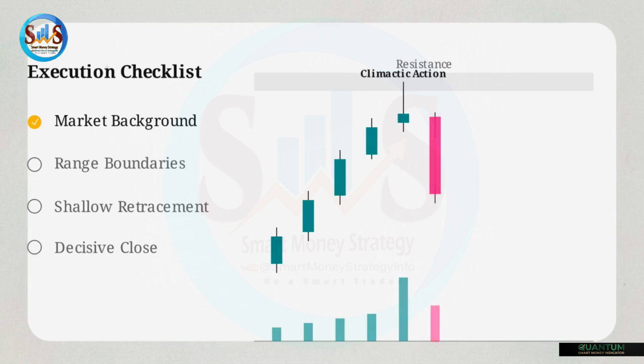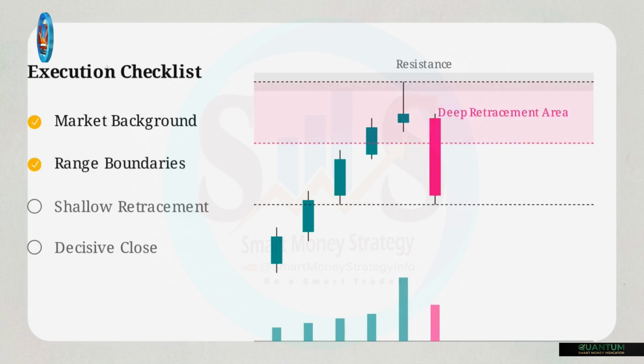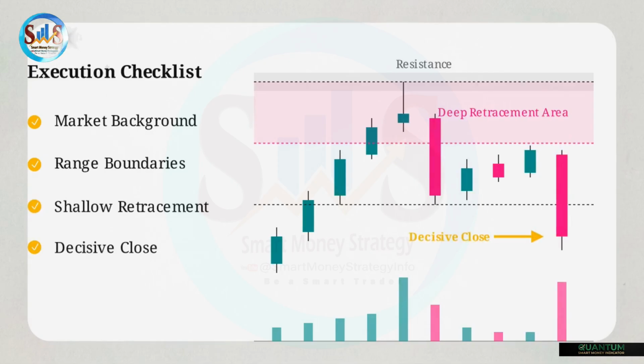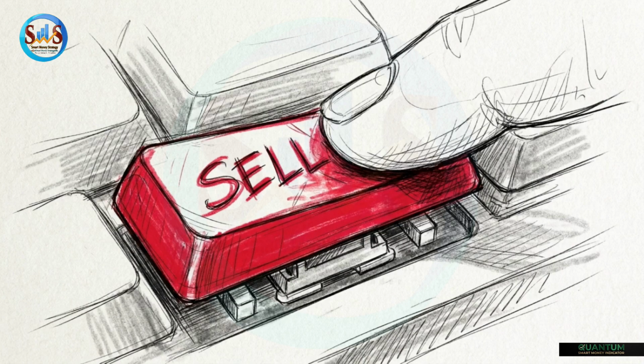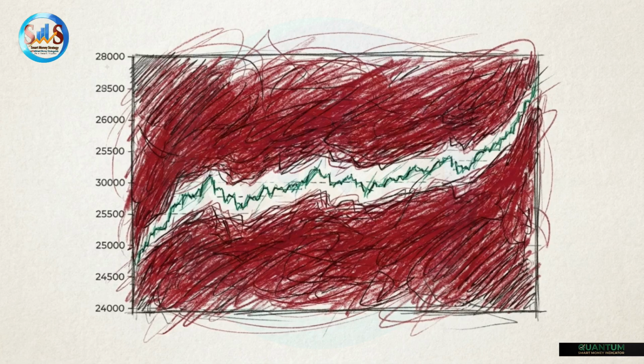First, confirm the valid market background, and second, identify your testing range boundaries. Next, confirm that price fails to retrace deeply toward the upper limit. You execute the entry strictly on the decisive candle close beyond the automatic reaction boundary. Direct confirmation relies entirely on overwhelming immediate absorption. It prioritizes the sheer speed of momentum over setting complex traps.